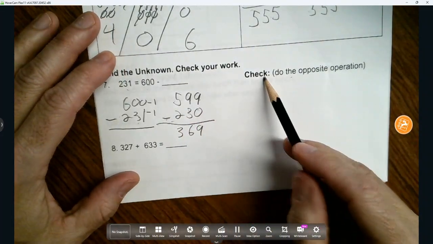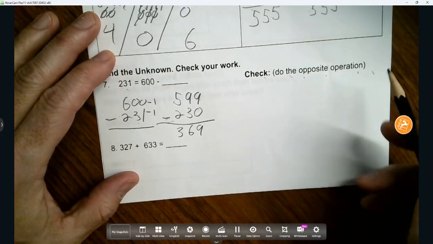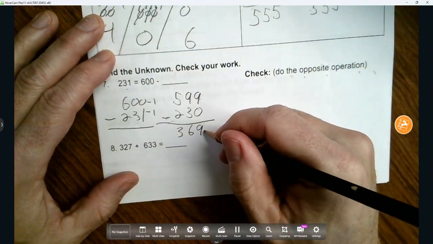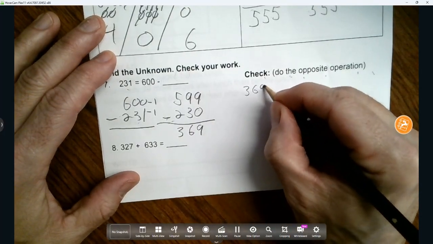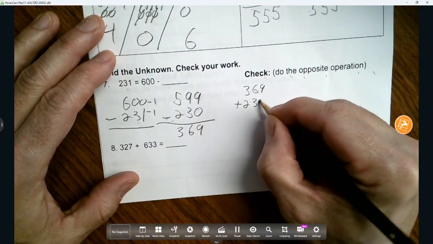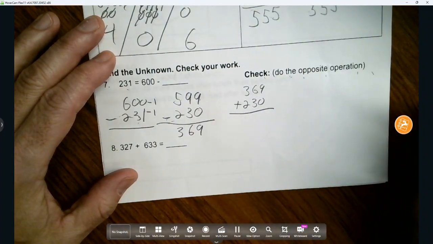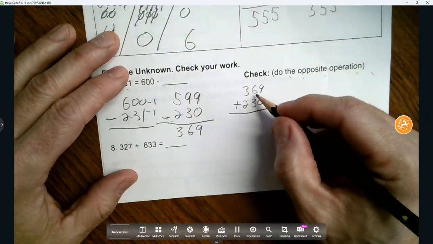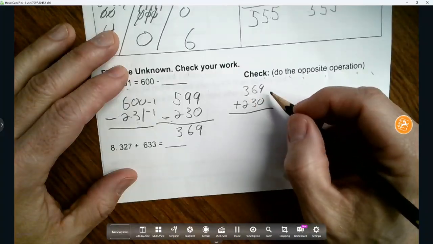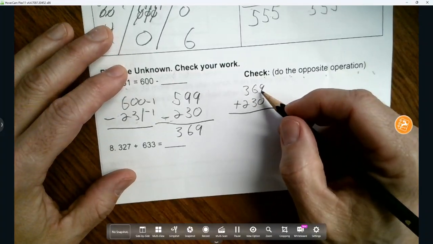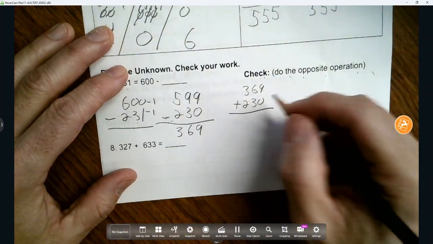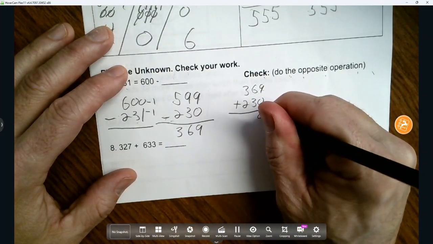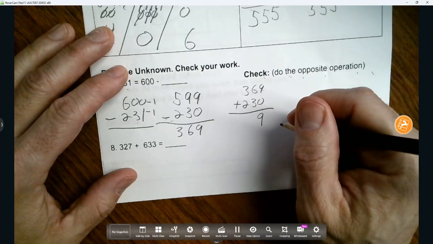But it says, check, do the opposite operation. Well, what that means is they want us to take this and go up. So they want to see us take 369 plus 230 to see what we get for our answer. Okay? This looks like it's going to be nice and neat. So let's see. This might not be horrible to do, right? Where we don't need to do it with the place value chart. So we have 9 plus 0. There's no carrying there. That's 9.